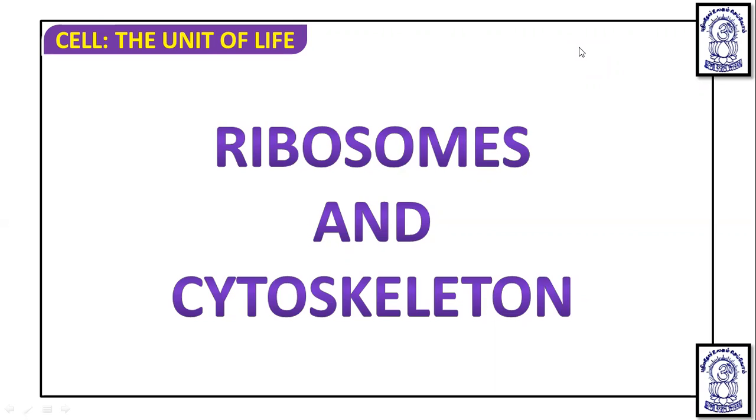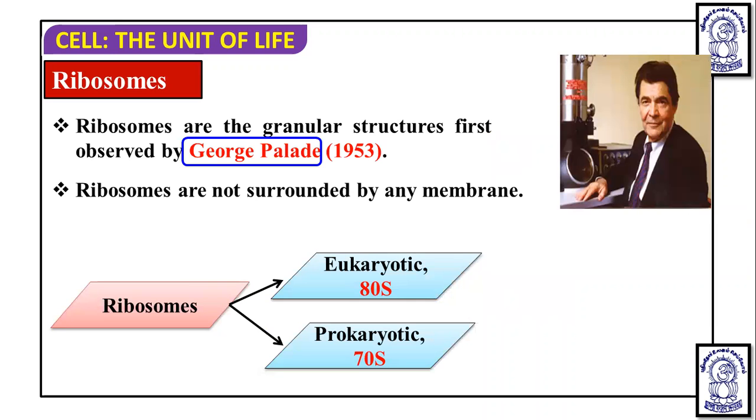Dear students, we are in continuation of the chapter Cell: The Unit of Life. In the previous classes, we have already talked about the important differences between eukaryotic and prokaryotic cells. Apart from this, we have also understood mitochondria and chloroplast. But in today's lecture, we are going to discuss ribosome and the cytoskeleton part. So first, we are going to discuss the ribosome.